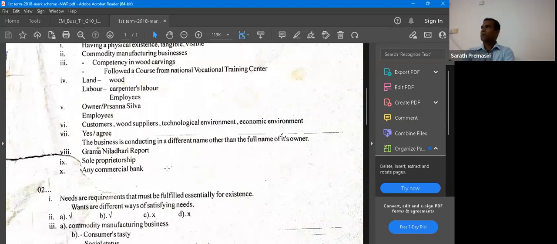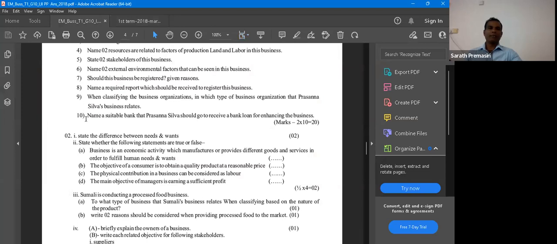Next one. First one correct. Second one correct. Third and fourth incorrect. See what the problems are. First two correct, second two incorrect. State the difference between needs and wants, that one is right.